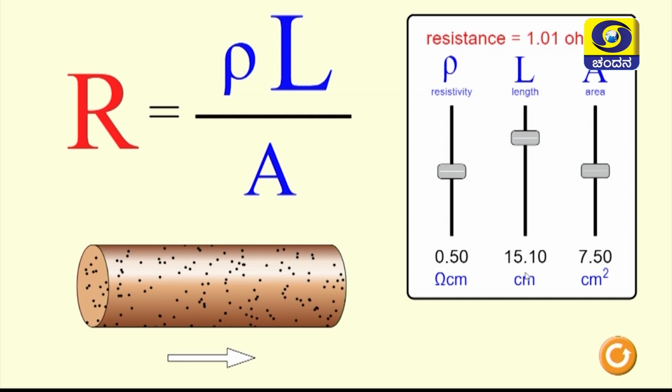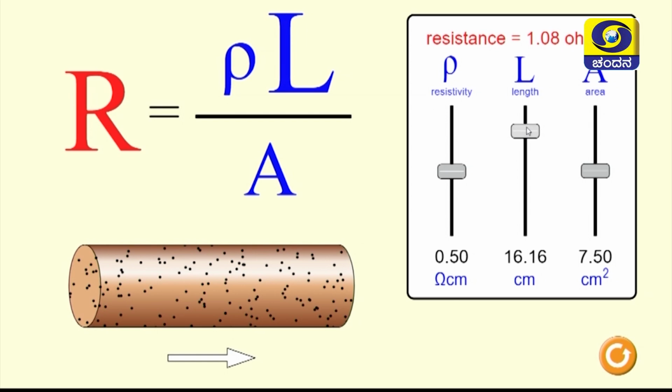When we increase the length of the conducting wire, the free electrons need to travel a larger distance, and in traveling larger distances they come across more neighboring atoms which have a force of attraction on the free flow of electrons, and also the electrons collide with neighboring atoms more. Therefore, when the length of the conducting wire increases, the resistance also increases, as you can see here again.